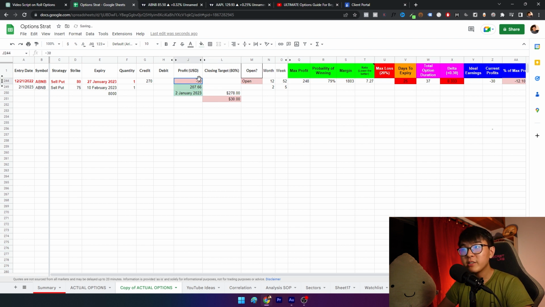And tada, if I just calculate these two things, this gives me a net profit of $177, because $207 plus negative $30 is $177. So that's how you roll a put option.